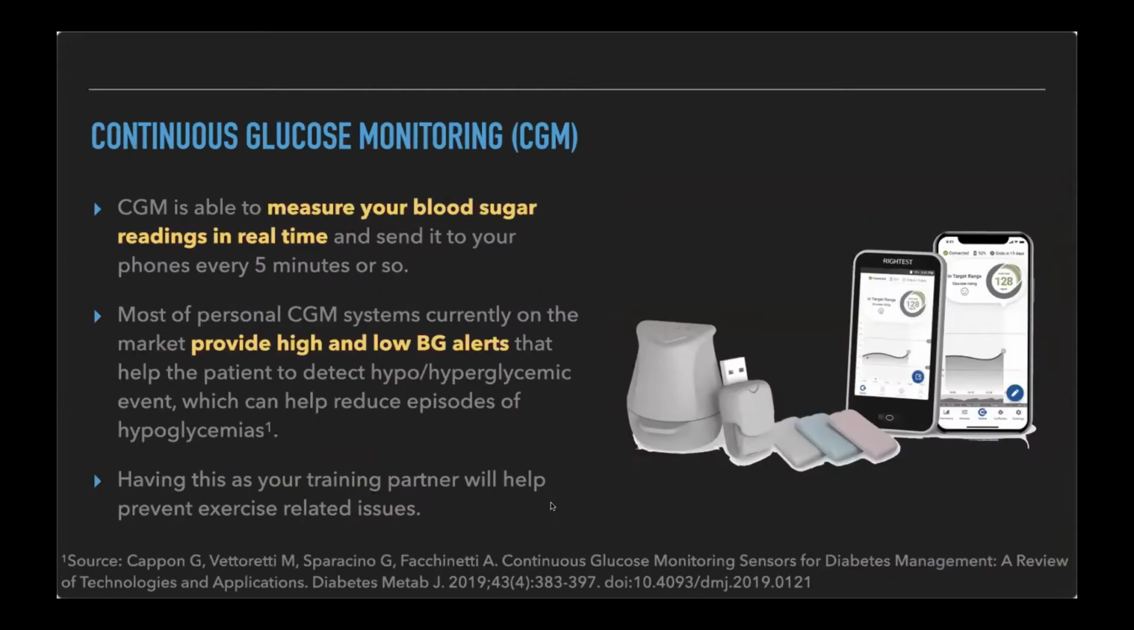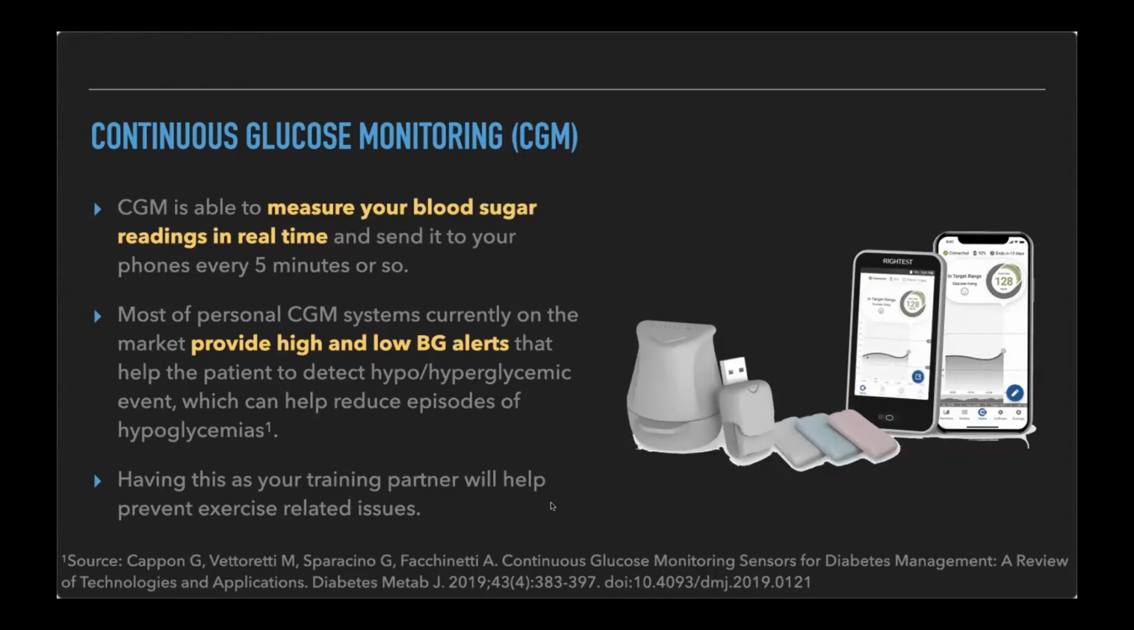Continuous glucose monitoring, or CGM, is able to measure your blood glucose readings in real time, and some of the brands can send it to your phones every 5 minutes or so. Most of the personal CGM systems currently available in the market provide high and low blood glucose alerts that help the patient to detect hypo or hyperglycemic events, which can reduce the episodes of hypoglycemia. Do take note, this is very brand specific and not all brands do this. And having this as your training partner will help prevent exercise-related issues.